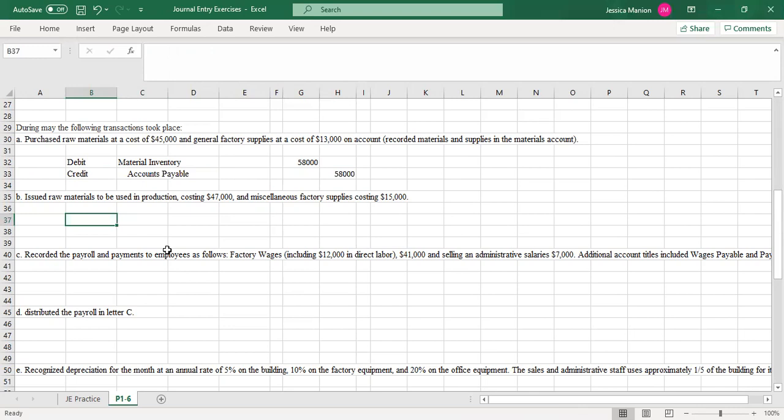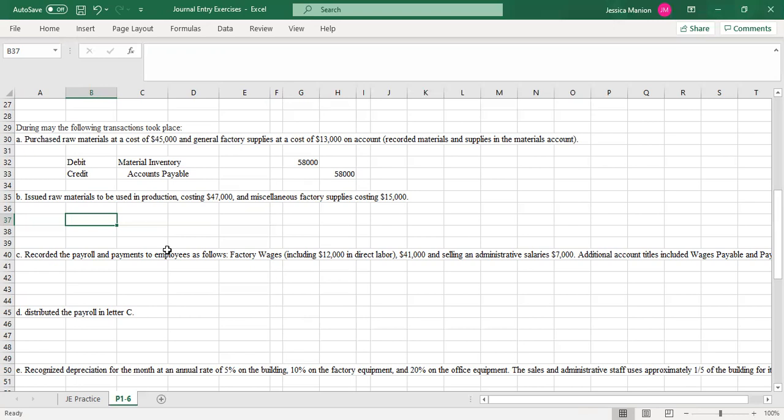All right, and that looks exactly the same as the one that we did on the previous journal entry exercise. So letter B, issued raw materials to be used in production. So again, this is when we're moving it from the storage room or the stock room where we keep our materials into the factory or into the manufacturing plant to be used in production, right?